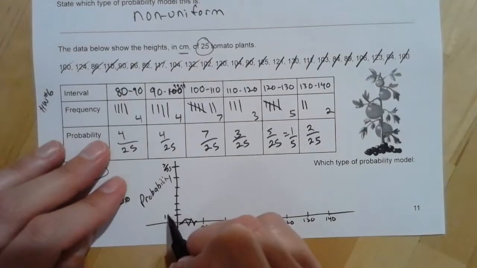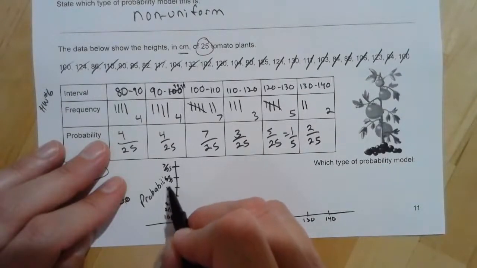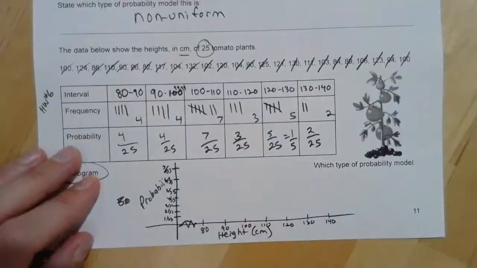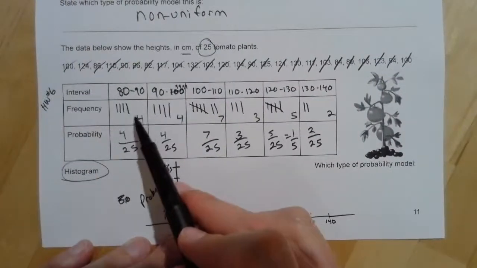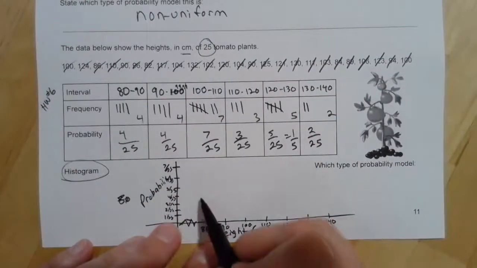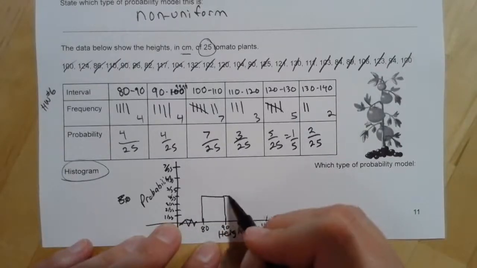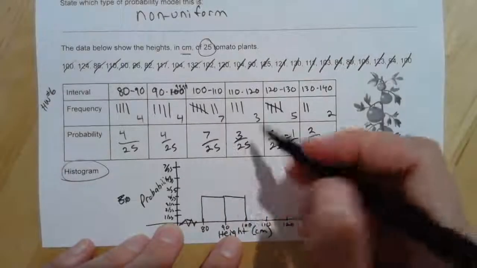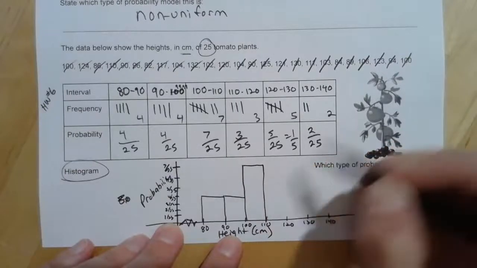Good, I did that pretty well. 1 out of 25, 2 out of 25, 3 out of 25, 4, 5, 6 out of 25. All right, that's really hard to read, but I told you what it says, so you know what it is. All right, and both the 80 to 90 and the 90 to 100 range are both at the 4/25 probability. So that's how we do that there. The next range is 7/25, so that's the highest probability according to this sample here.